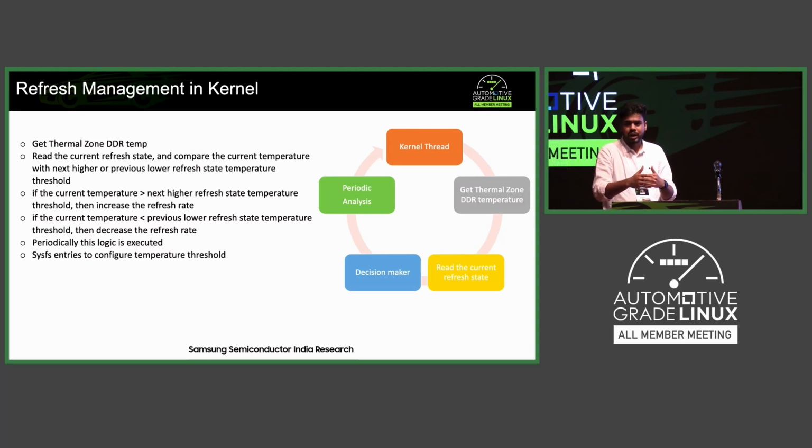So as not to have that issue while the DRAM is operating, we need efficient refresh management there. Even if we do quick refreshes, it will not handle all the cases. If we need a bigger gap for refresh, then it's better that we can set that automatically. This is a thread, so this logic will be periodically executed. And we have SysFS entries also to configure this temperature threshold, like if we want to do any experiments or set the environment in a different way based on the temperature, we can use SysFS to change the temperature threshold.